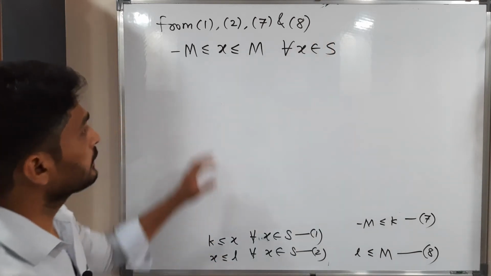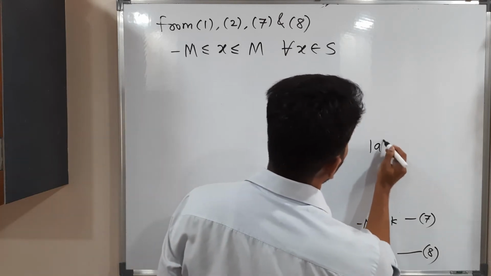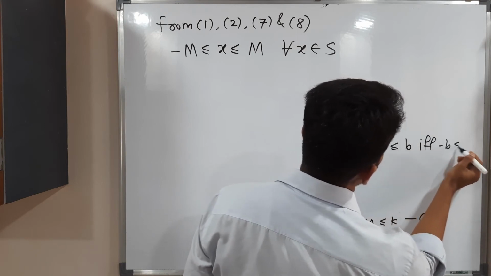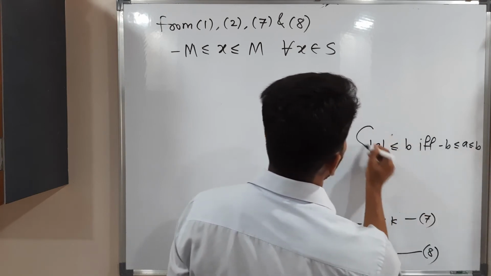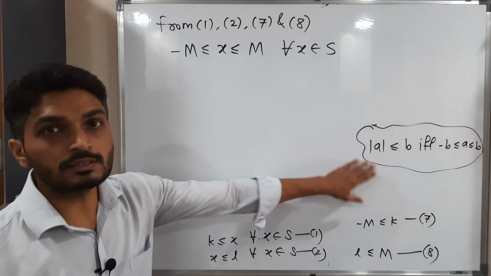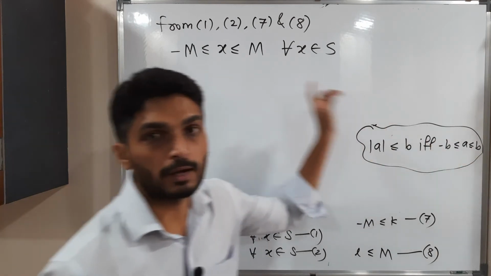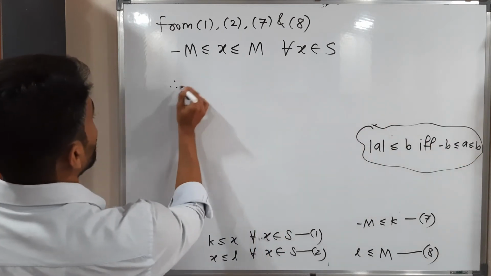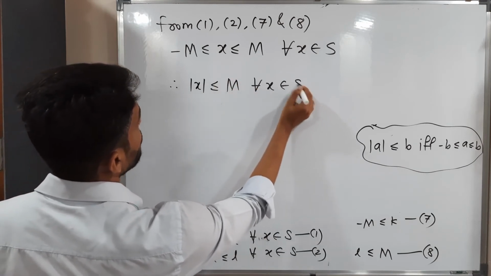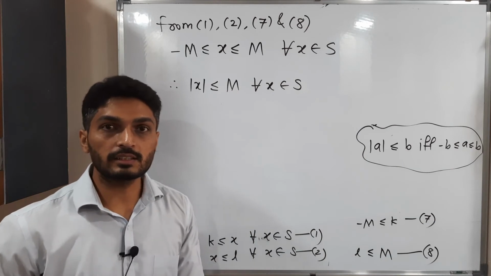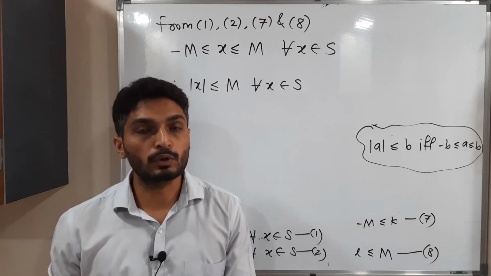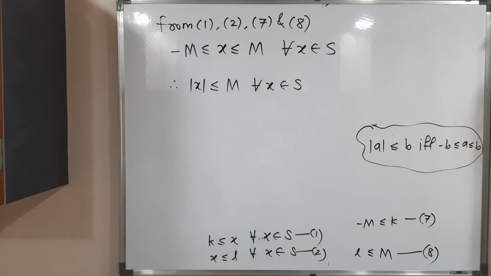Okay. See, you are familiar with one result, mod A less than or equal to B if and only if minus B less than or equal to A less than or equal to B. So this result we have already seen, right? Therefore, I can use this result here. This form we have got here. So therefore mod x less than or equal to M for all x belongs to S, and the same thing is asked here. Getting, and we proved yes, there exists a positive real number M such that mod x is less than or equal to M for all x belongs to S.